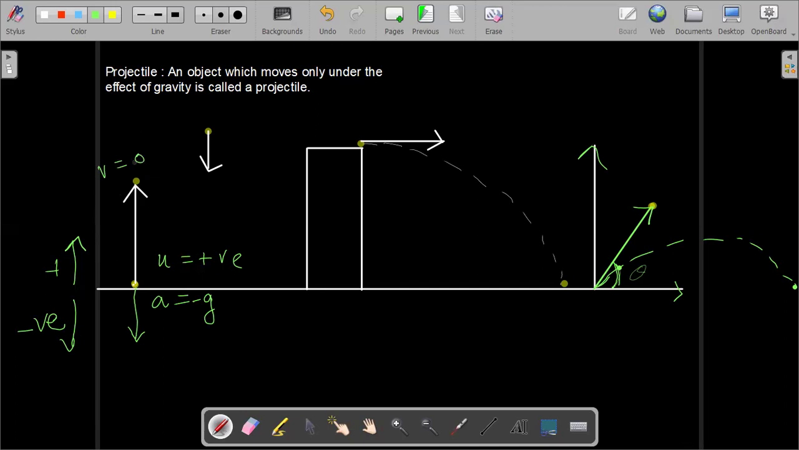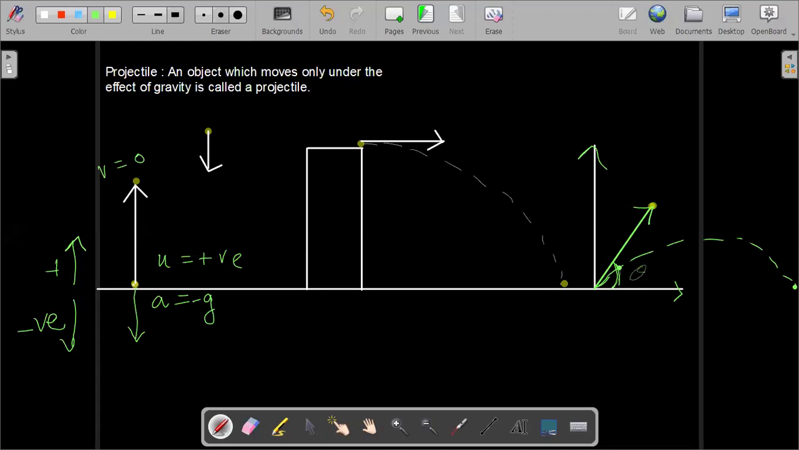Yes, you can use the kinematic equations of motion accordingly as we have used. Also, the time of ascent is equal to the time of descent. That is, u by g. The time taken by the body to reach the maximum height and then falling will be the same. And we'll discuss the horizontal projectile also.